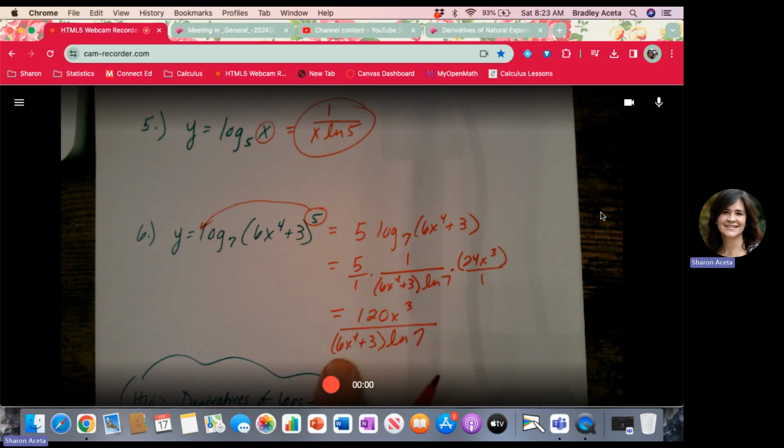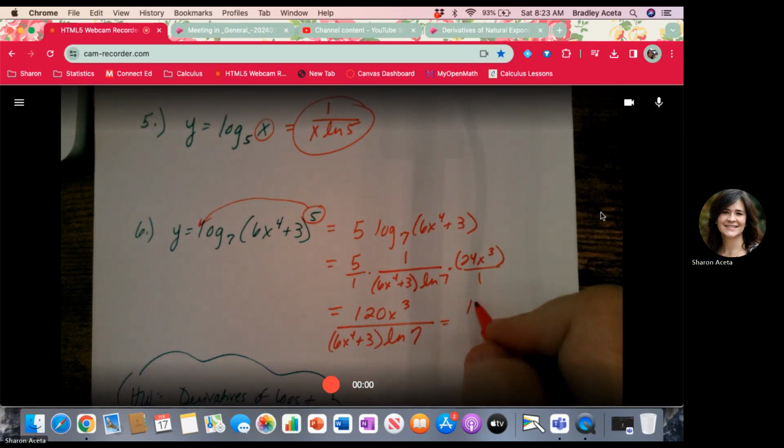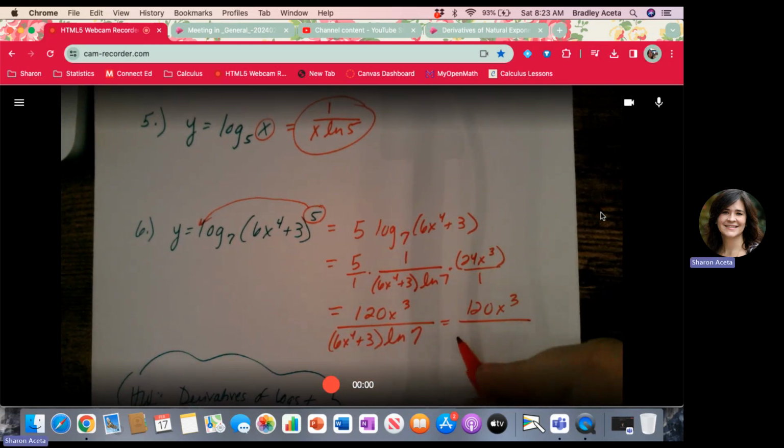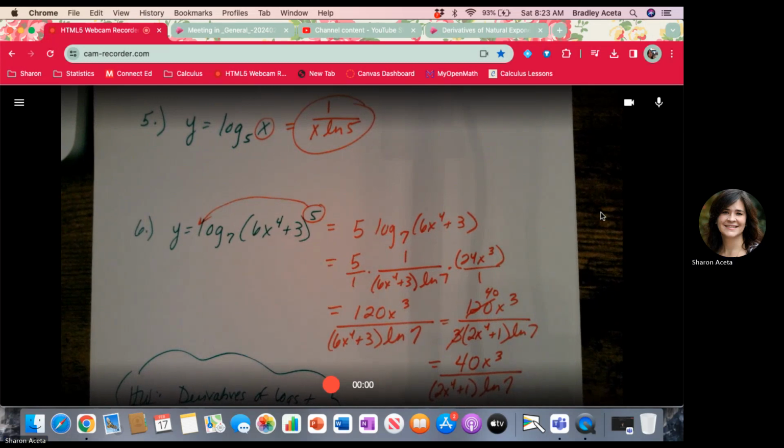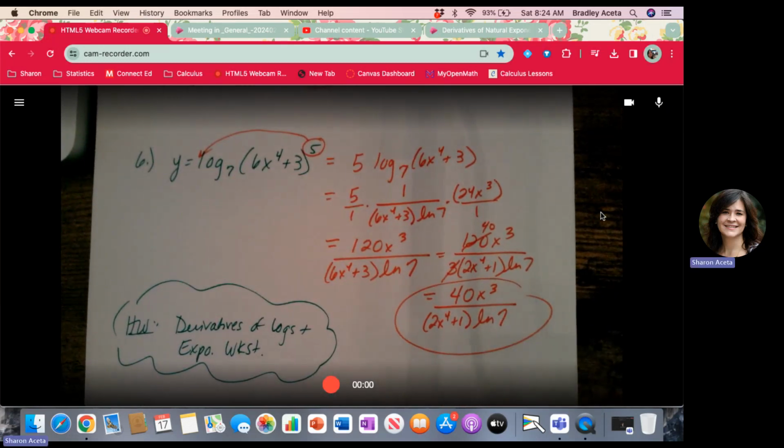And you could probably factor out a 3 from here and then reduce it with that. Let's do that. So let's see, if I factored out from that, that'd be a 3 times 2x to the 4th plus 1 ln 7. And any monomial can cancel with any monomial. And that goes in 40 times. So really, a better answer would be 40x cubed over the quantity 2x to the 4th plus 1 times the ln of 7. And that is a much better final answer. Hope this video helps.